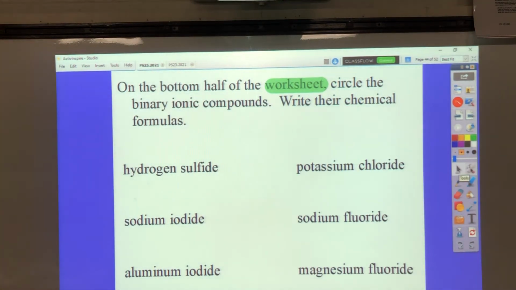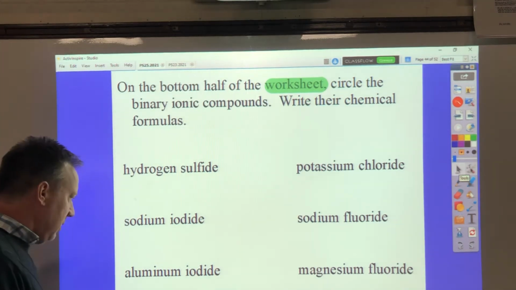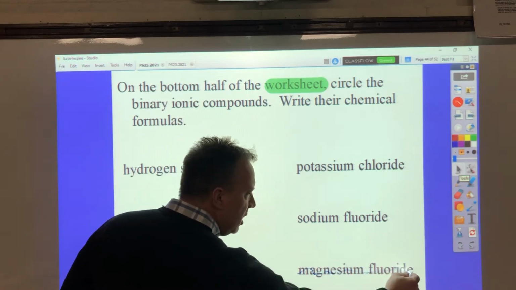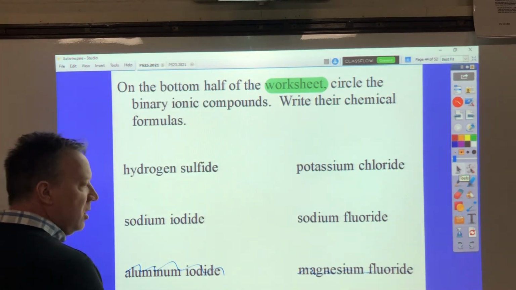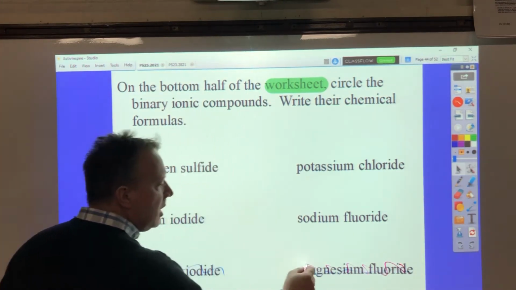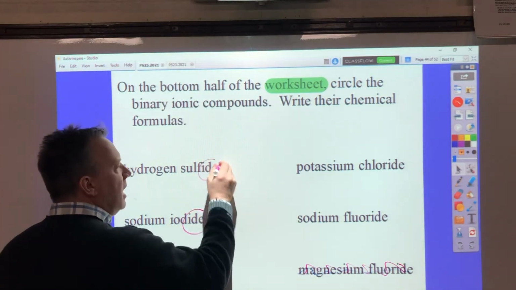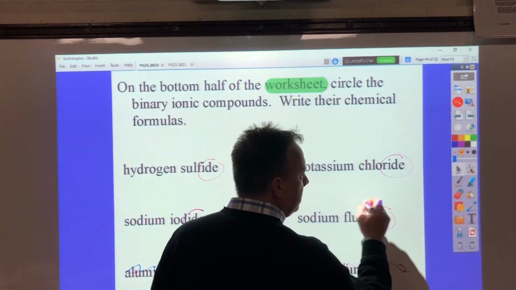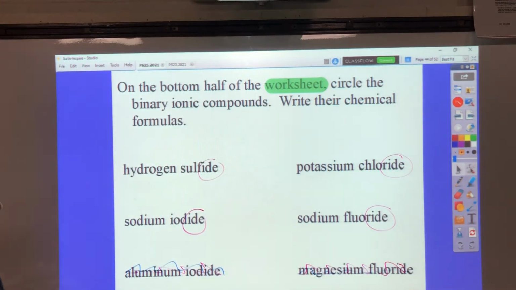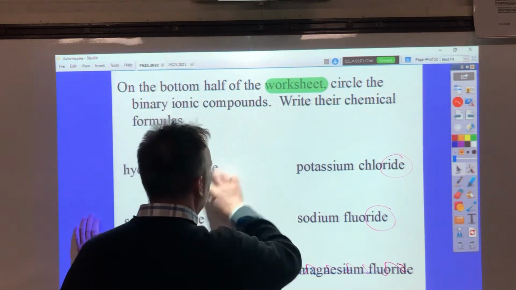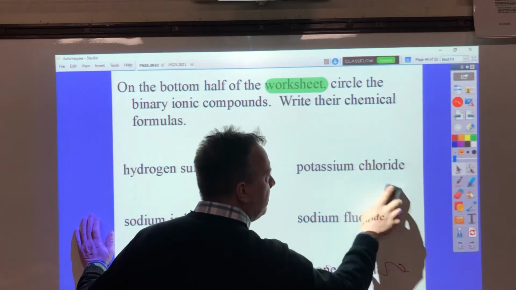These ones here, I'm editing this to make it better. These ones are not on your worksheet. They will be on the worksheet next year, which does nothing for you. Okay, so ignore these ones for right now. There are 4 at the bottom that are binary. How can you tell they're binary? Because they end in "ide." So those are the binary ones. The other ones don't end in "ide." They're not binary.